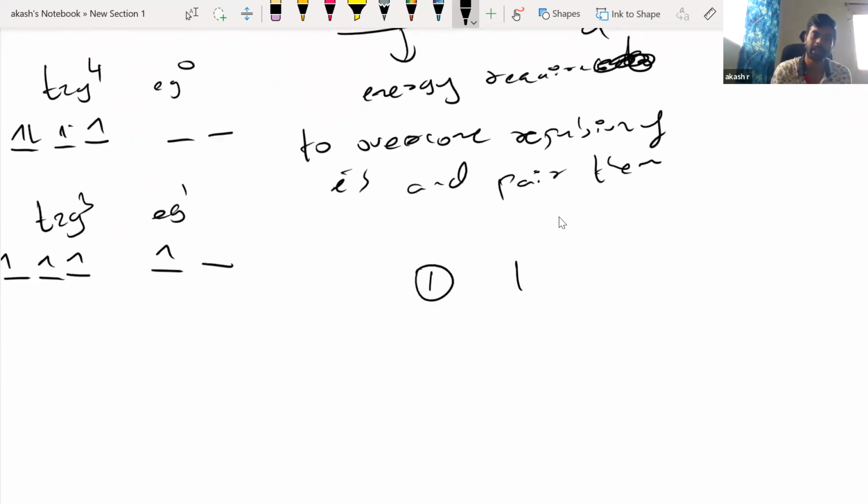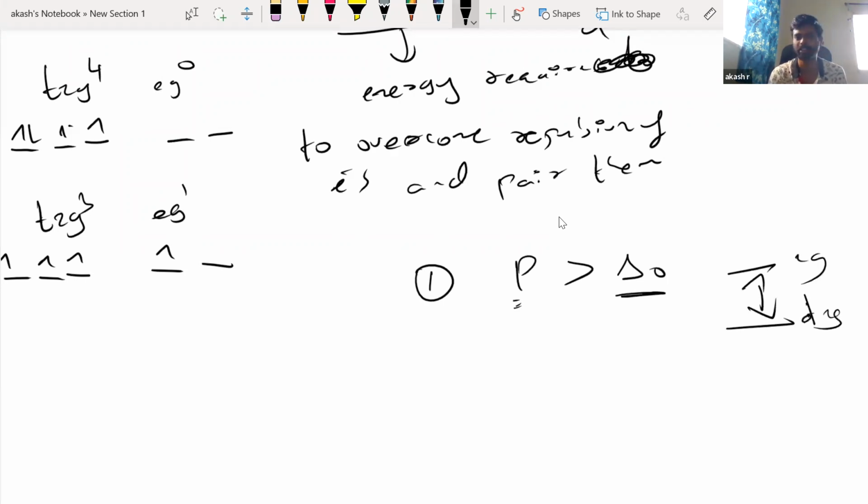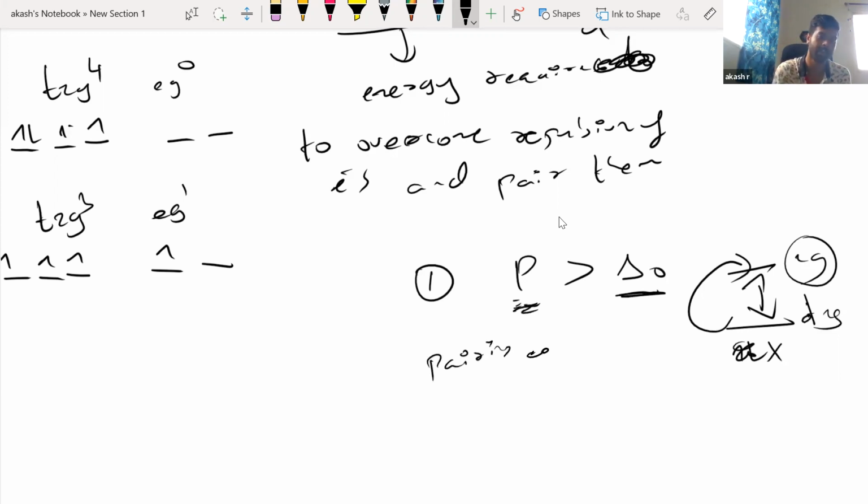One possibility is pairing energy greater than del O. Basically, the electron is going to find it so difficult to pair itself because there is so much repulsion, and the del O is very small. Between your T2g and your Eg there is only a small difference, so the electron can easily go and occupy the Eg set rather than getting paired. That is because the pairing energy is very high compared to del O. So pairing will not happen.